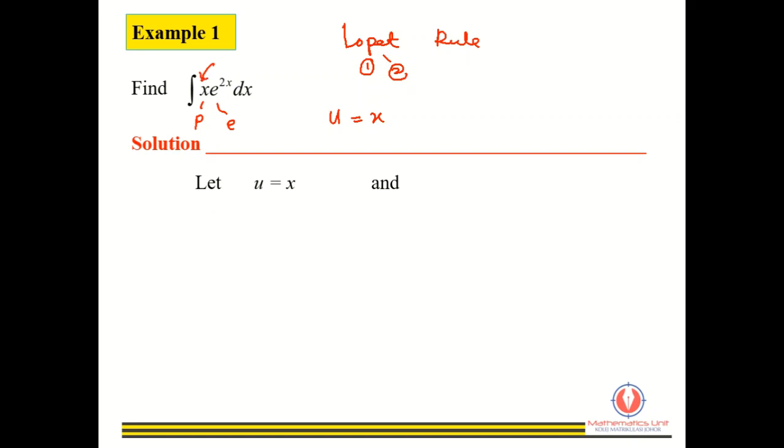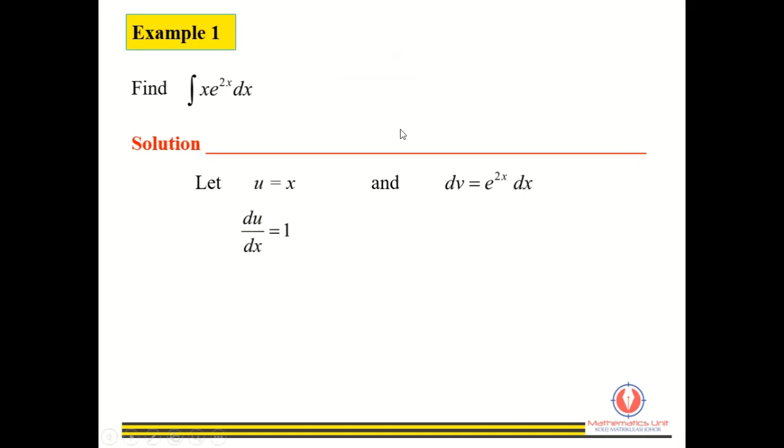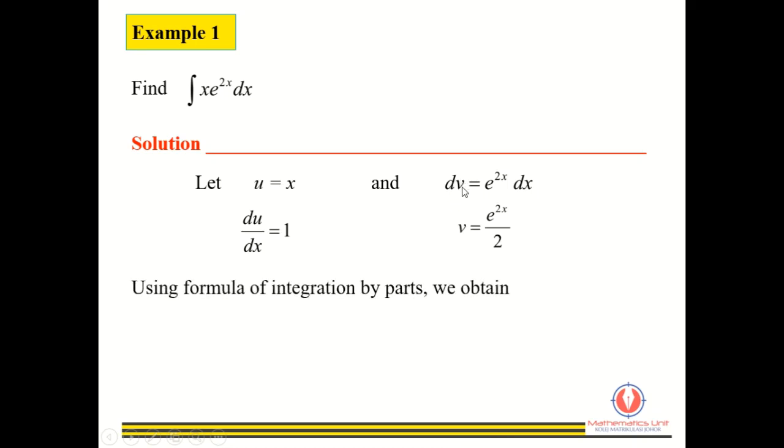Therefore the exponent e^2x dx is dv. For the left hand side, you can differentiate u with respect to x, so we have du over dx equals 1. The right hand side, dv, you can integrate: left hand side differentiate, right hand side integrate. When we integrate dv, we have v, and integrating e^2x, we get e^2x over 2.